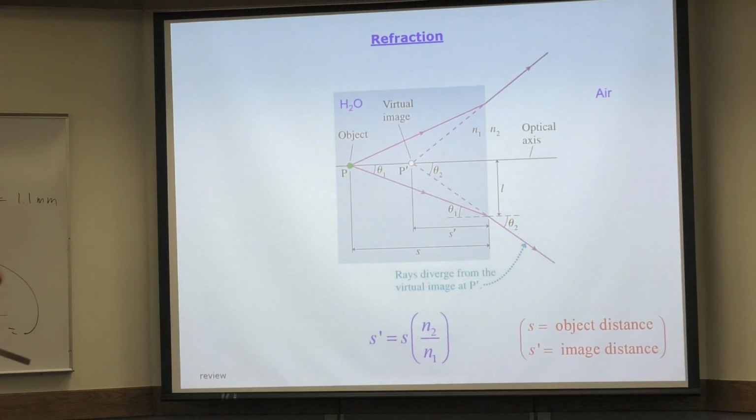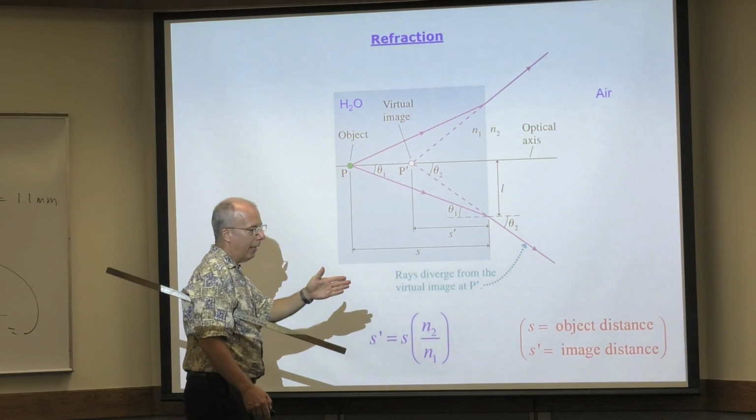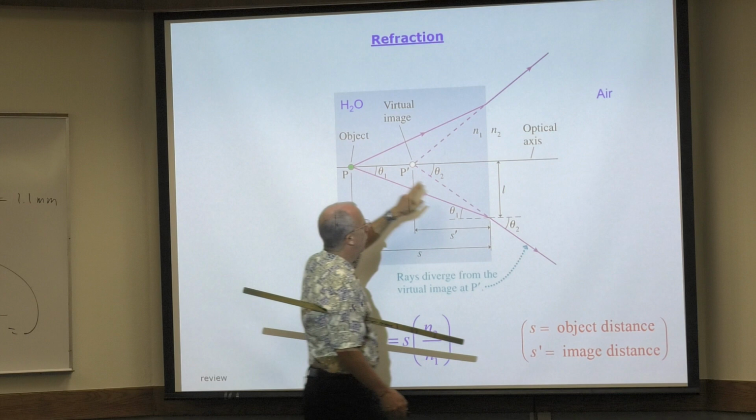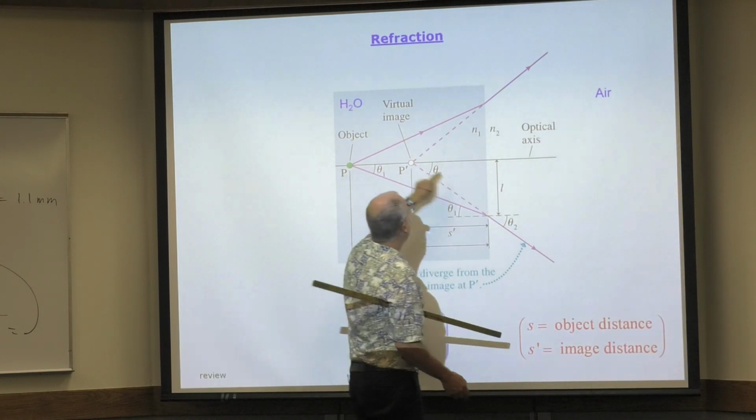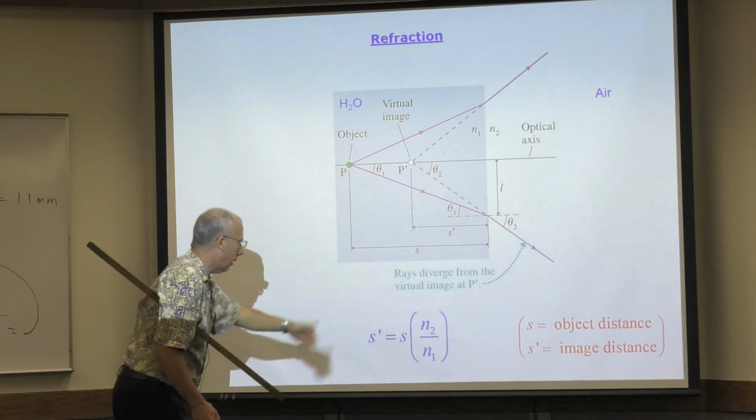Okay, then this is the whole thing about apparent depth and real depth, right? The object is really here, but since we're out here, we would think it's really here. That's where we would see the image. And there's that formula. And again, you have to be careful.